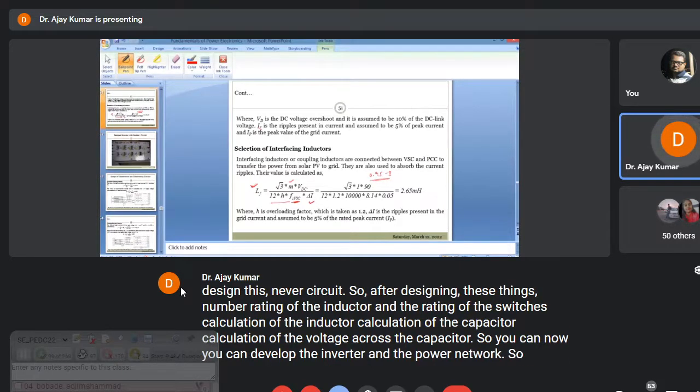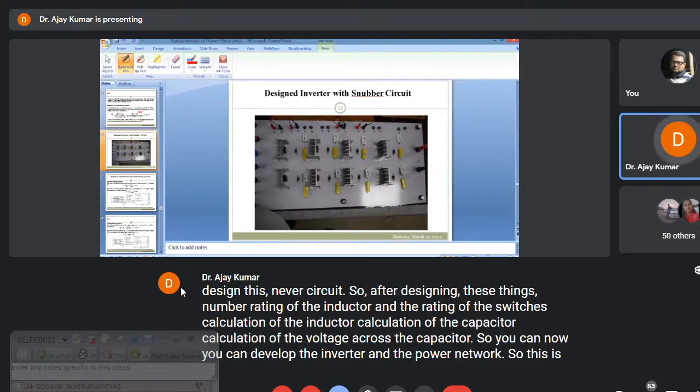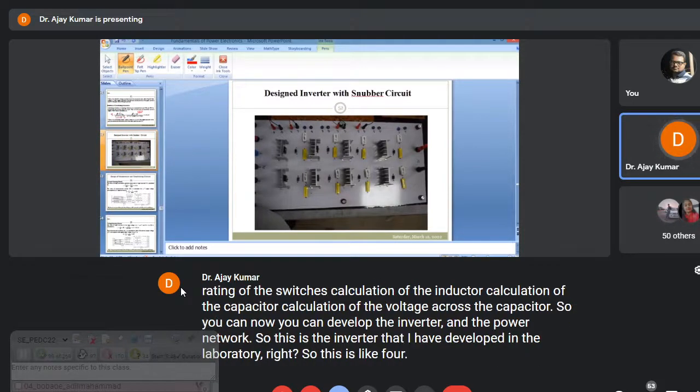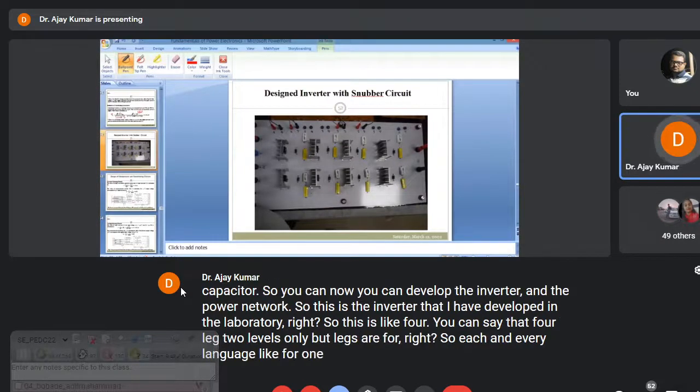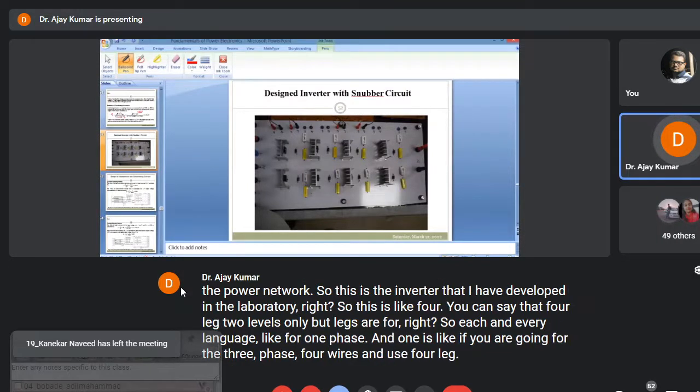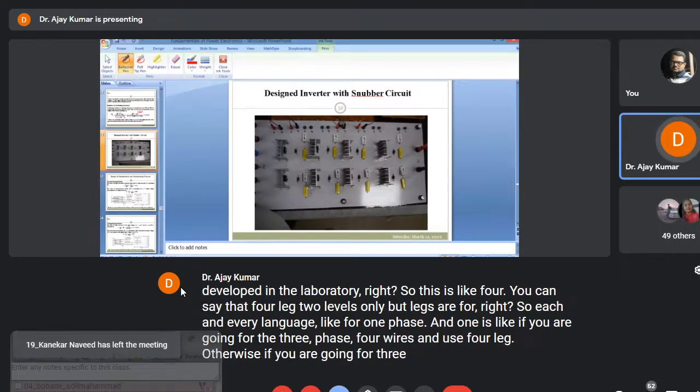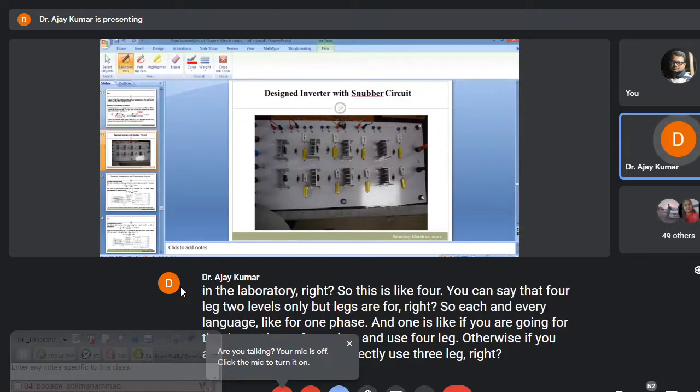So this is the inverter that I have developed in the laboratory. This is a 4 leg, 2 level inverter, but legs are 4. Each and every leg is for one phase, and if you are going for 3-phase 4 wire, you can use 4 legs. Otherwise, if you are going for 3-phase 3 wire, directly use 3 legs. 1 leg will remain there, no need to worry.